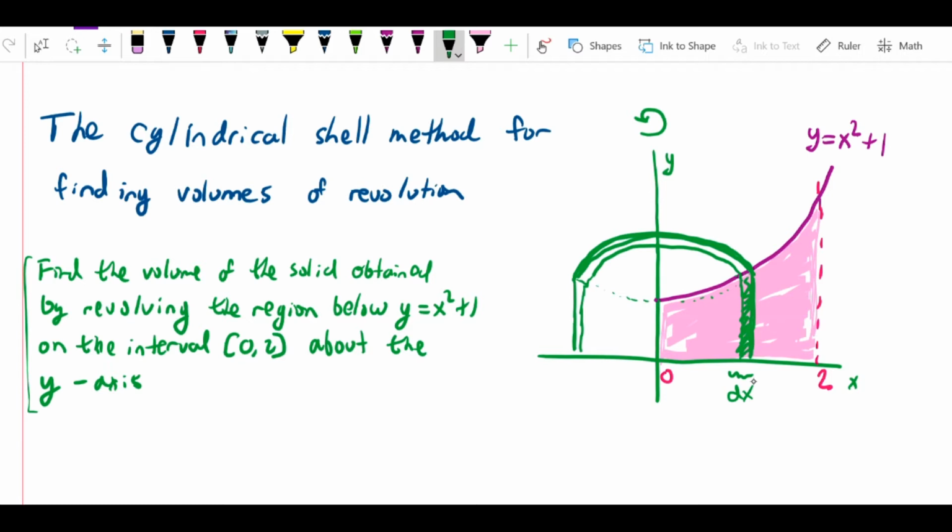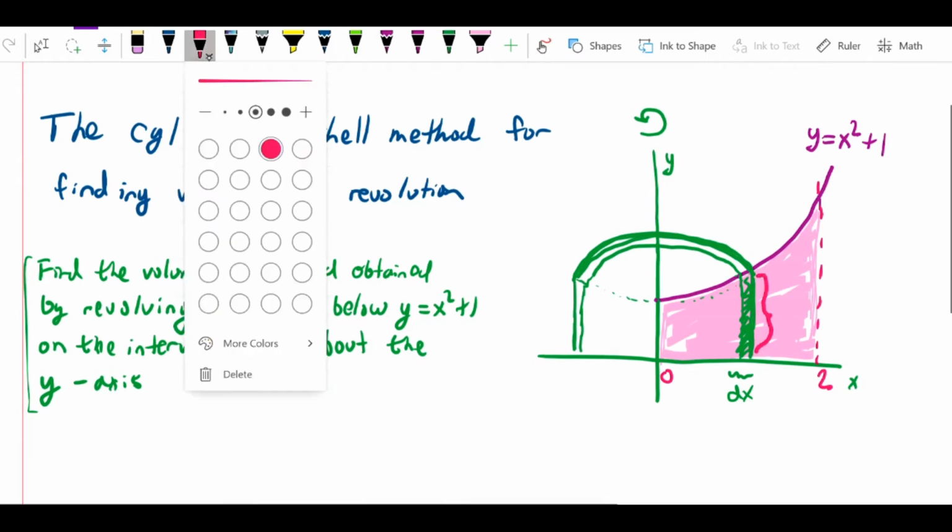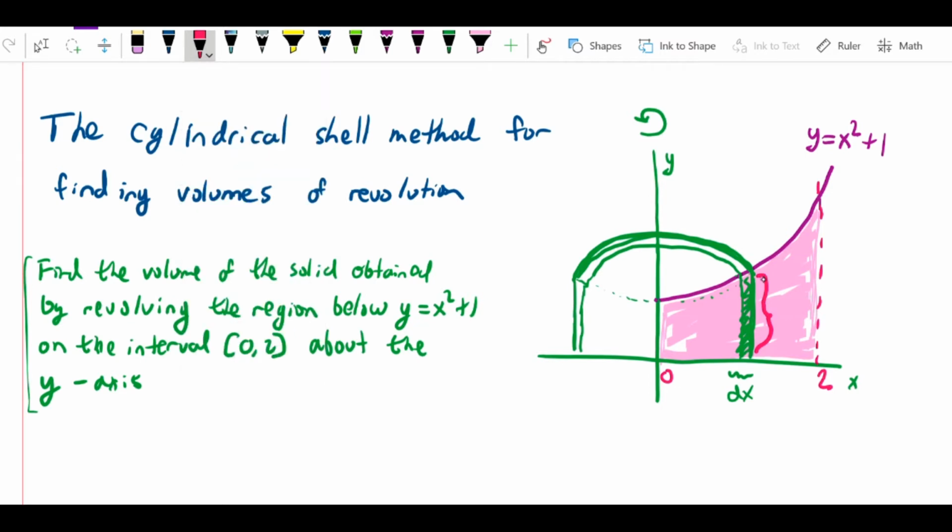So let's take a look at the dimensions of this cylinder. The height of this cylinder is just going to be the height of this function. Remember, this point here is x squared plus 1. So this height is going to be x squared plus 1. Now, what's the circumference of the cylinder? I'm only showing really half the circumference on the top, but if you follow it all the way around, you get the whole circumference.